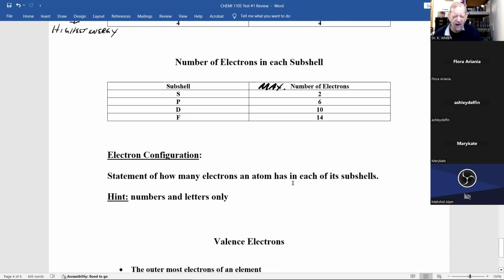Now, you should know how to do the electron configuration. That's a statement of how many electrons an atom has in each of its subshells. Now, a subshell is always named by a number and a letter, which is why I say, hint, numbers and letters only.